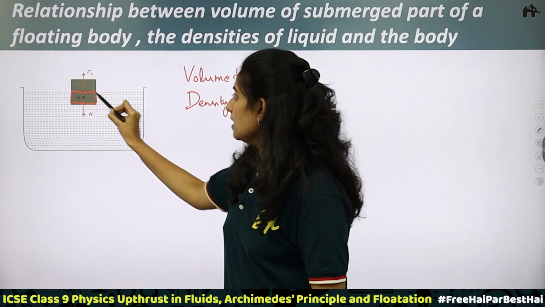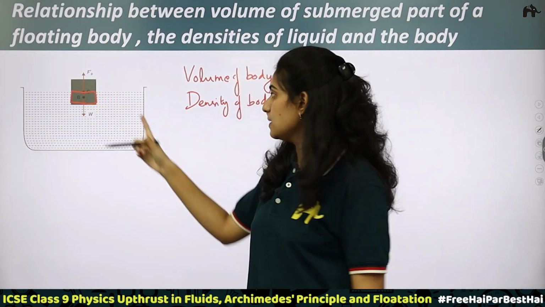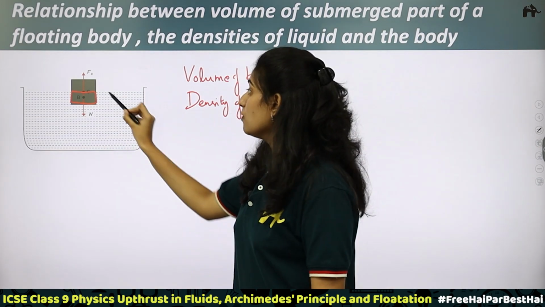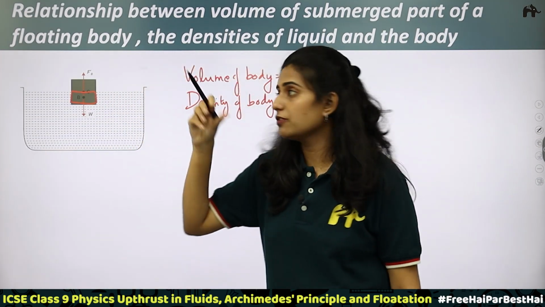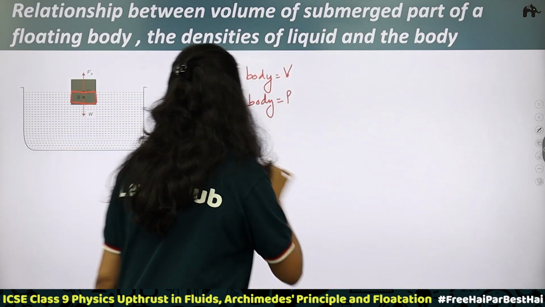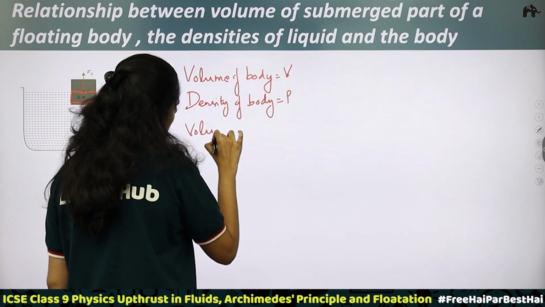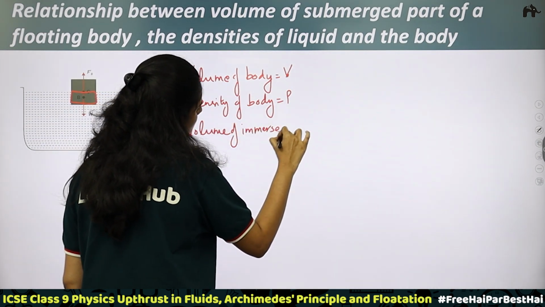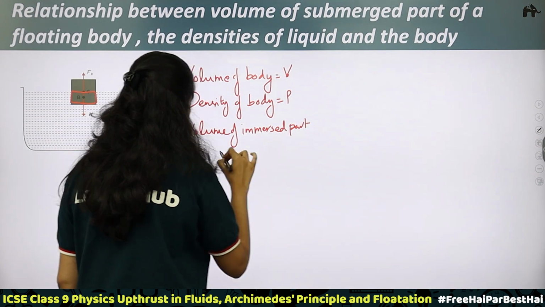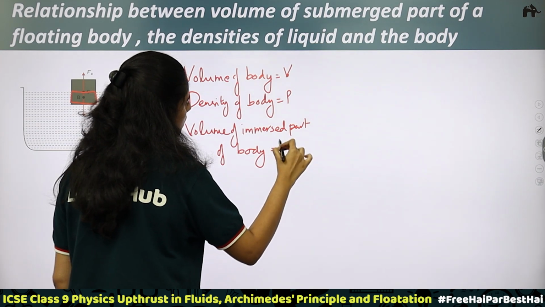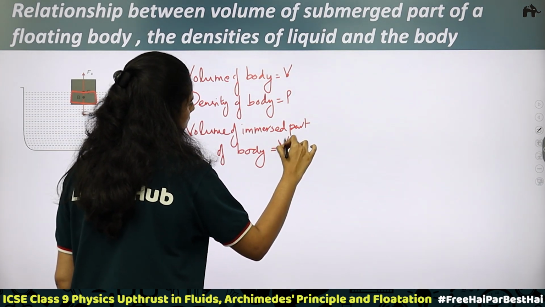So when the portion of the body occupies a space inside the liquid, what happens? The liquid will get displaced. Which means the volume of the immersed portion of the body will be equal to the volume of liquid displaced. Let the volume of the immersed part of the body be equal to small letter v.